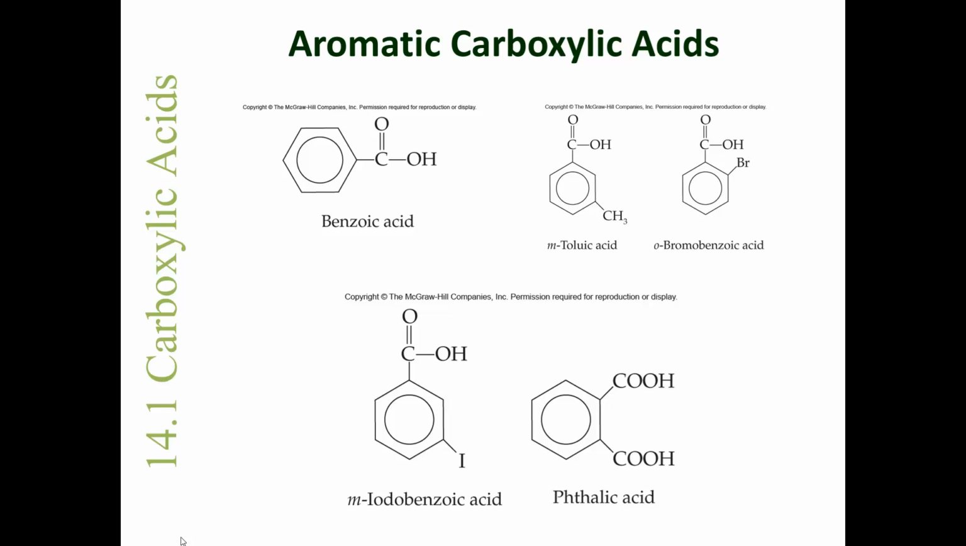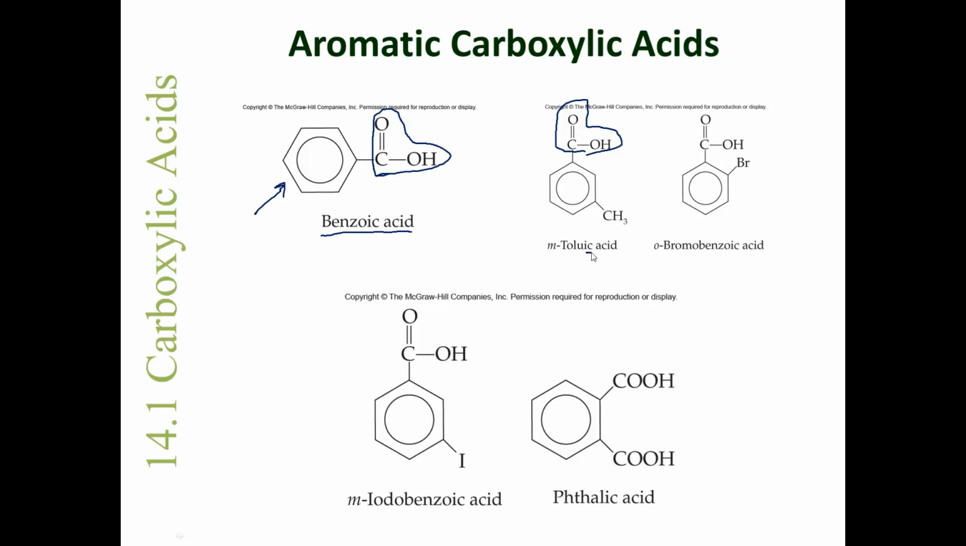All right. Now we're switching. Everything we've been talking about up to this point was aliphatic carboxylic acids. Now we're getting into the aromatic carboxylic acids. What makes them aromatic? Because you've got an aromatic ring attached to the carboxyl functional group. All right, so this is a really common one, benzoic acid. We know that if you didn't look at this carboxyl group here, you would say this is toluene. So this is toluic acid.